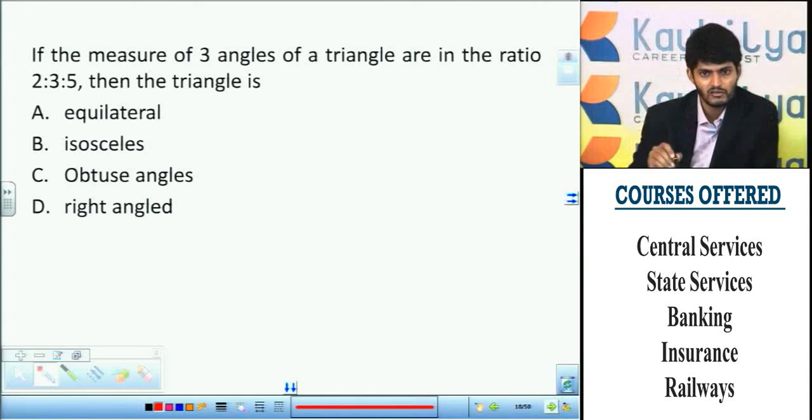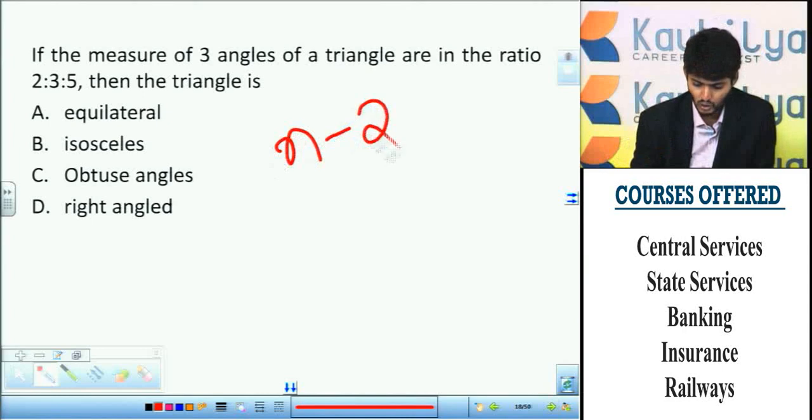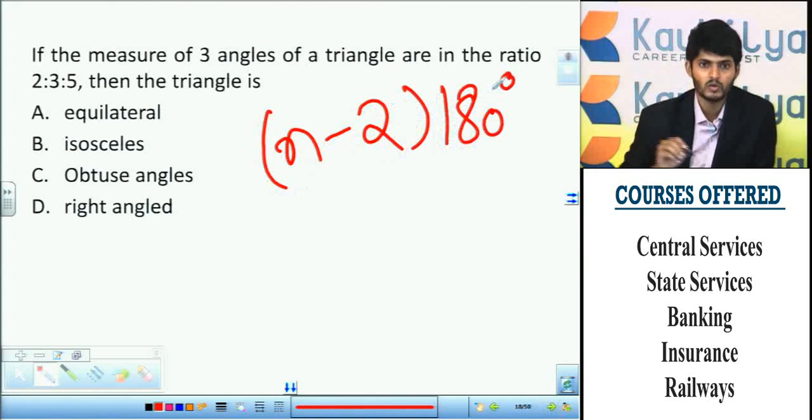Suppose I want a general formula by which I will be in a position to find out the sum of internal angles of a polygon which starts with a triangle. The formula would be (n minus 2) into 180 degrees, where n corresponds to the number of sides. Since a triangle has 3 sides, you put 3, and you will get the total answer equal to 180 degrees. If you put 4, you will get 2 into 180, which is 360, and if you put 5, you will get 3 into 180, which is 540. So this is how you calculate the sum of interior angles of any polygon.